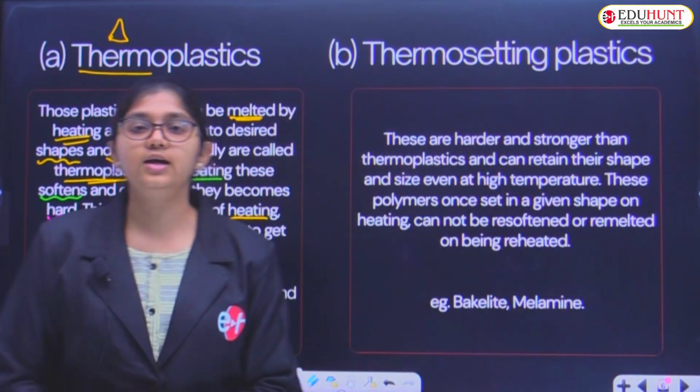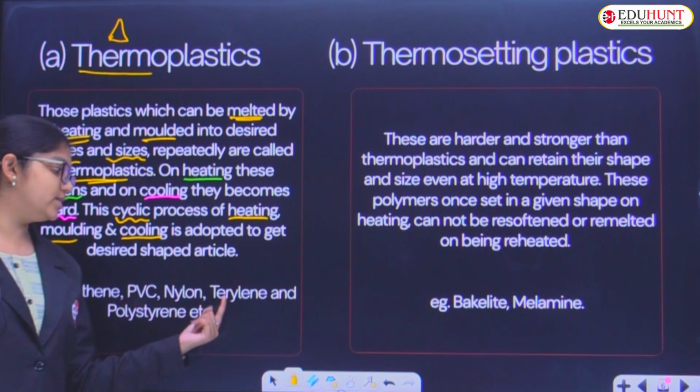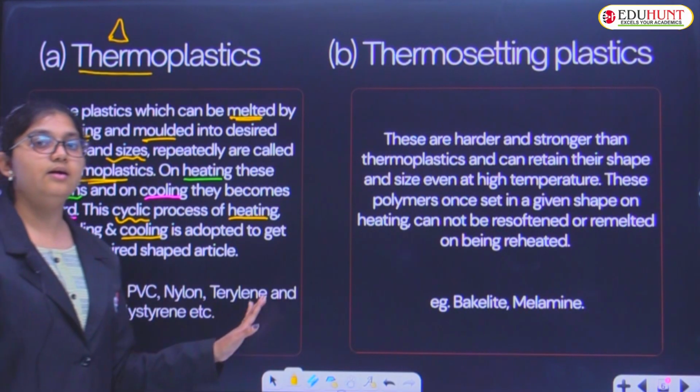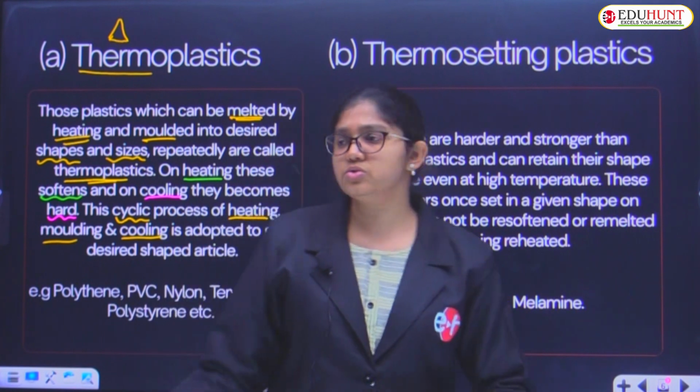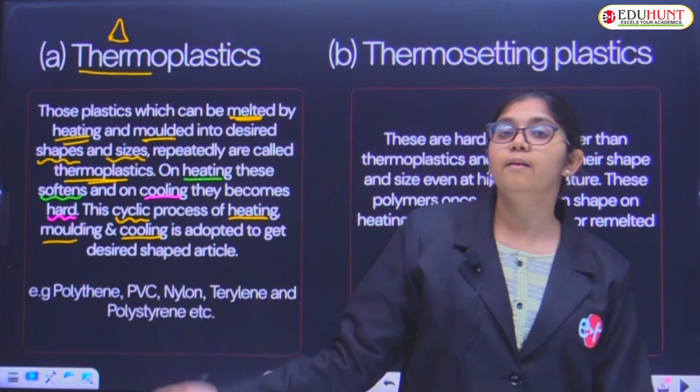Simple process. Okay, coming to examples over here, if you see polythene, PVC, nylon, terylene and polystyrene, etc. All these are coming under thermoplastics. Maybe you saw these names in the synthetic fibers lesson, and also the examples and also the bits sessions.